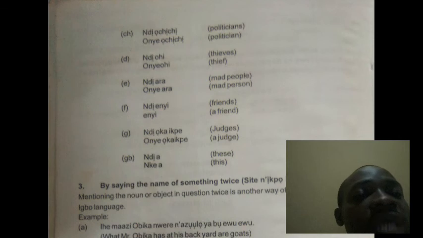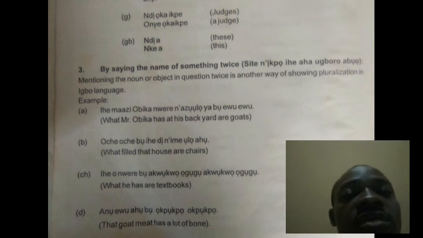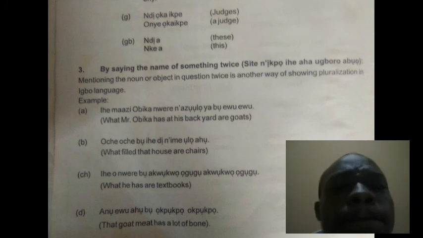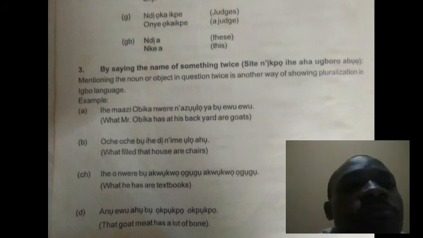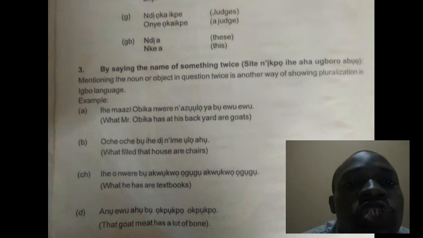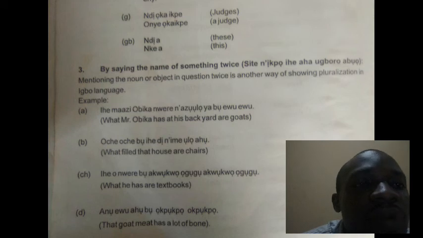We still have ndia, which is these. This is what? Plural. We have nka, which means this, which is the singular. Alright, so moving further, we'll be looking at saying the name of something twice, site n'ịkpọ ihe aha ugboro abụọ. Mentioning the noun or object in question twice is another way of showing pluralization in Igbo language.